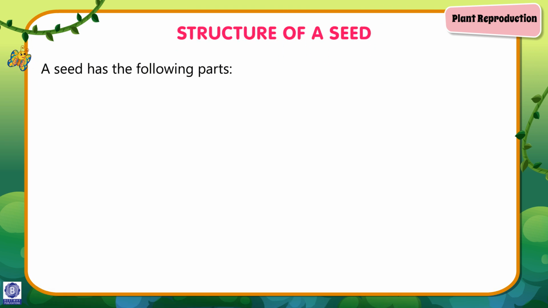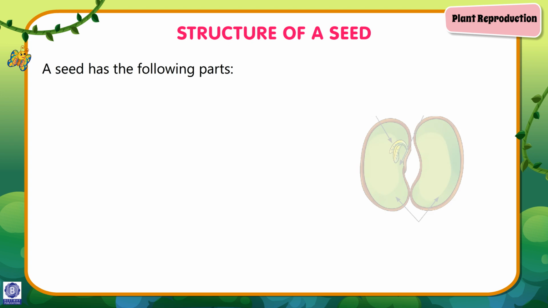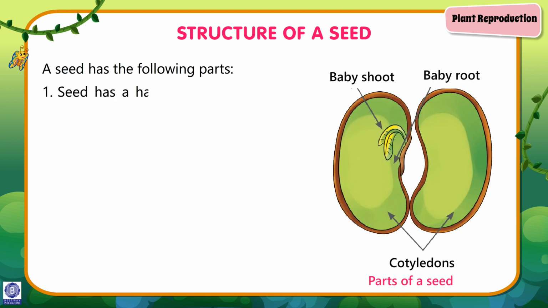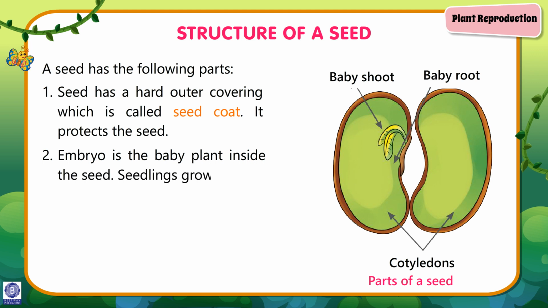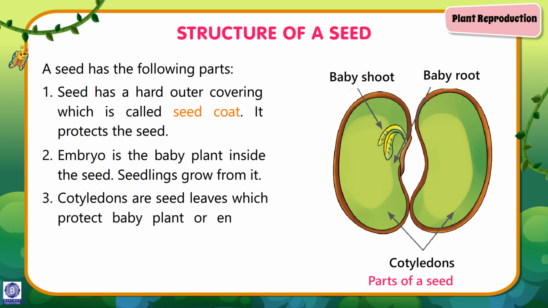Structure of a seed. A seed has the following parts. Number 1. Seed has a hard outer covering which is called seed coat. It protects the seed. Number 2. Embryo is the baby plant inside the seed. Seedlings grow from it. Number 3. Cotyledons are seed leaves which protect the baby plant or embryo. Most of the seeds have 2 cotyledons.